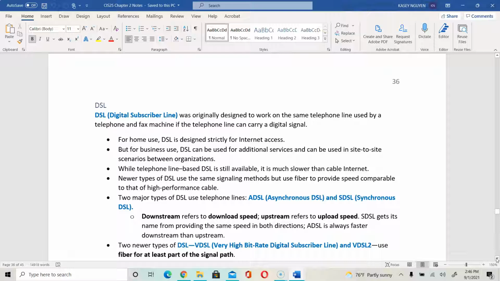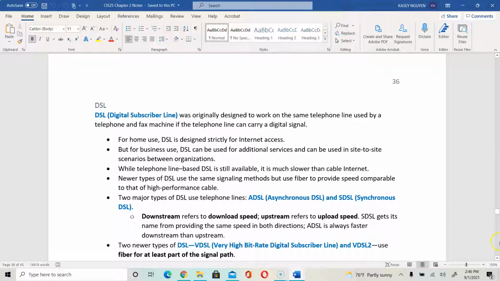ADSL is known as asynchronous DSL, and SDSL is synchronous DSL. When your download and your upload speed are the same, that means that it is synchronous. When your download speed and your upload speed are different, then it would be ADSL, in which your downstream download speed is faster than your upstream. So now you can see the difference.